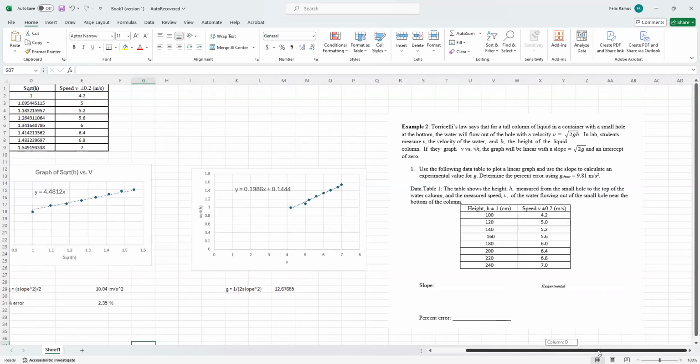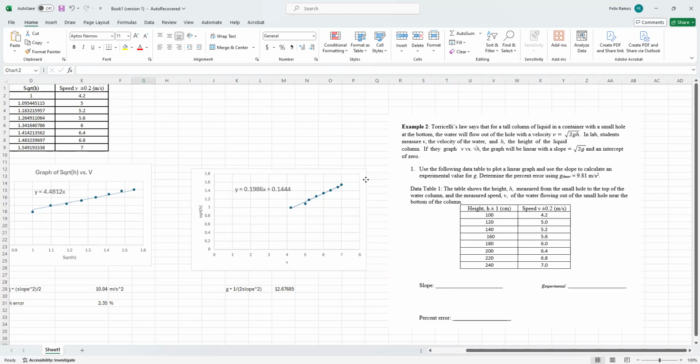I just invite you to solve for the square root of h in this equation. So you're going to get that the square root of h would be equal to 1 over the square root of 2g times v. So that means that the slope would be 1 over the square root of 2g. So you should now, with this, find your gravity, and when you solve for the gravity, you will get that the gravity would be 1 over 2 times the square of the slope.